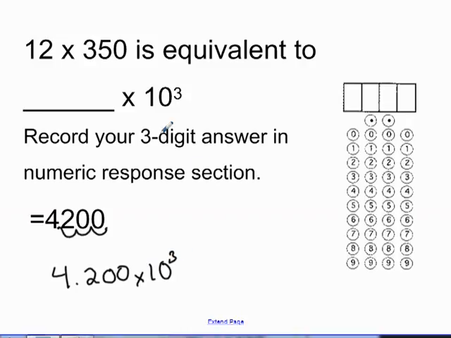So it asks for a 3-digit answer. So we're going to record this as 4.20 times 10 to the power of 3. So what we have in the blank here is what's going to be filled into the box. Now the decimal takes up a space, but it doesn't count as a digit. So the 4, 2, and 0 are the 3 digits that we need. So we would record this as 4.20, and then you would bubble in the values.